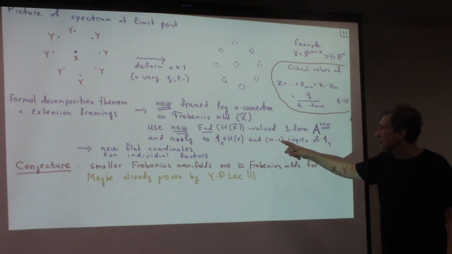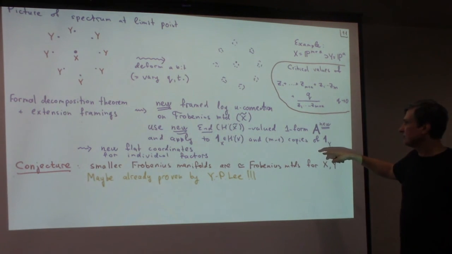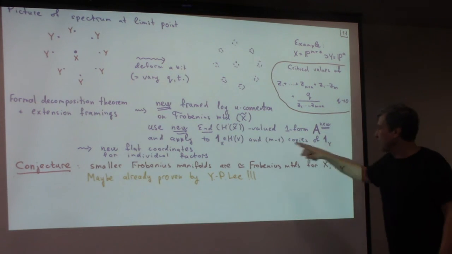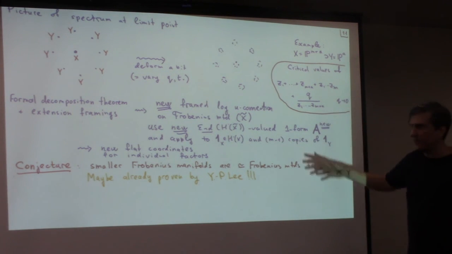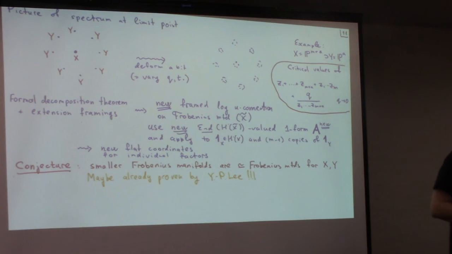Now apply elements, one in IHX and one in IHI in this identification. Then I get vector space valued one forms, and this gives you flat coordinates. So you get new flat coordinates for each individual factor, and it will be some kind of individual Frobenius manifolds. And the conjecture is that the small Frobenius manifolds should be Frobenius manifolds of x and y. Who else could this be? It has the right dimension.